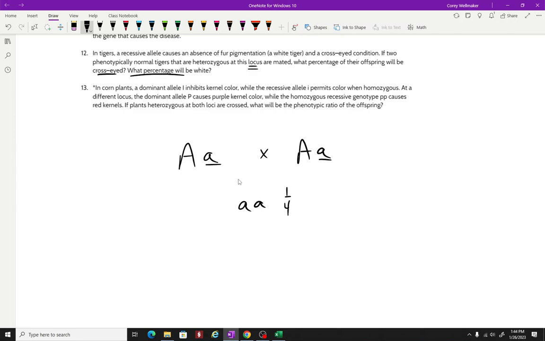One-fourth will be cross-eyed. 1/4 will be white, because if you are white, you are also cross-eyed. So you don't do a fourth times a fourth, because they're not independent. If you're one, you're also the other. So it's just 1/4. Okay, that's number 12. Number 13.